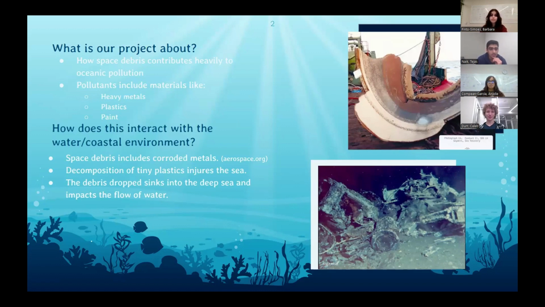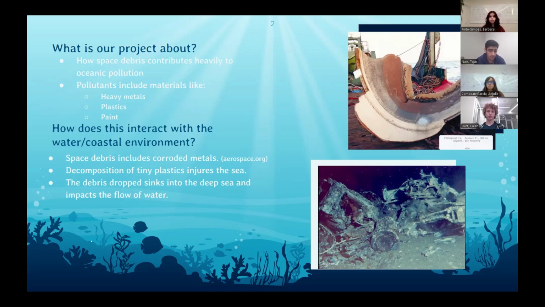So what exactly is our project about? We researched how space debris contributes heavily to pollution in the oceans. We looked at a few pollutants, and the main ones that we found were heavy metals, plastic, and paint. Space debris, like I said, includes corroded metals, including chromium, aluminum, nickel, and iron, and so on and so forth, and they disrupt the balance of the ecosystem.